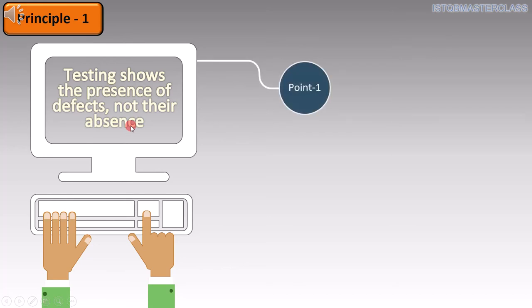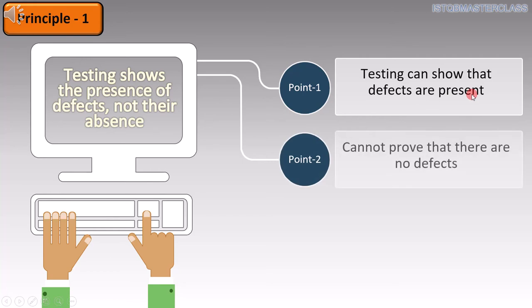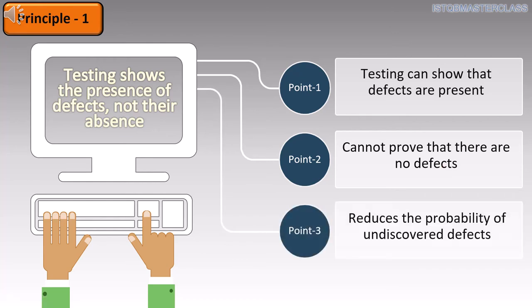Let's break this down. The first point is testing can show that defects are present. So when we carry out testing and find a defect, then we know that there is a problem with the software. The second point is that testing cannot prove that there are no defects. Just because you have not found a defect does not mean that there are no defects in the software. So testing can't prove absence of defects. The final point is that testing reduces the probability of undiscovered defects.